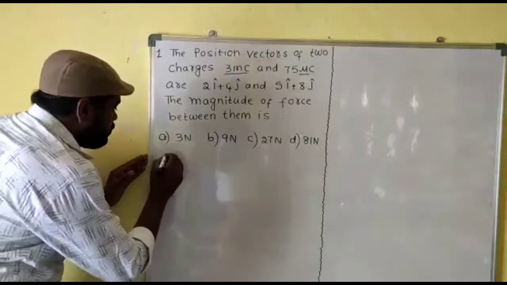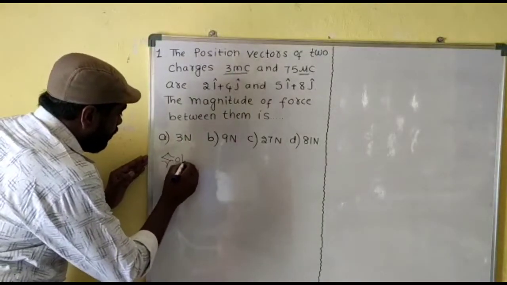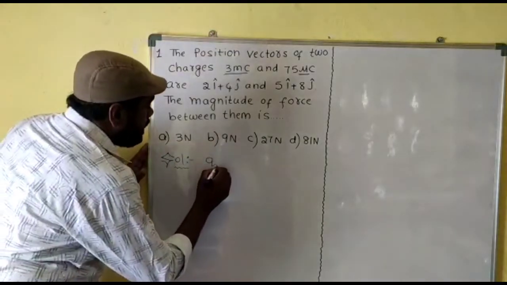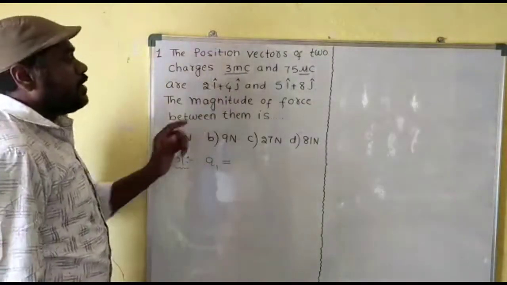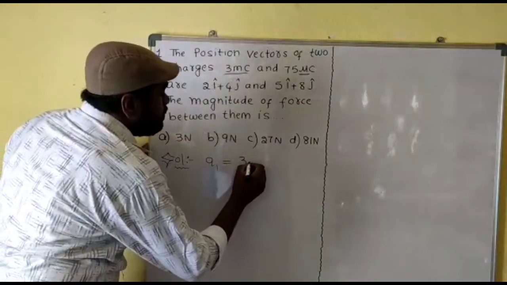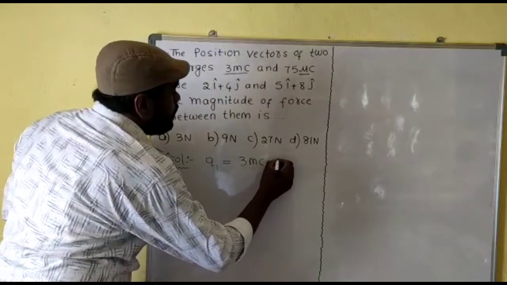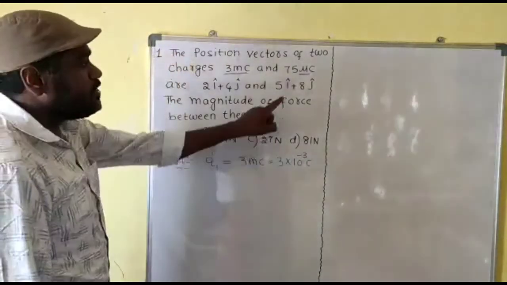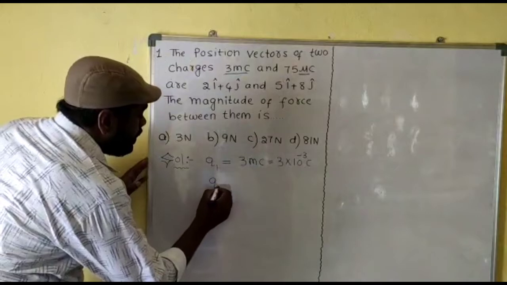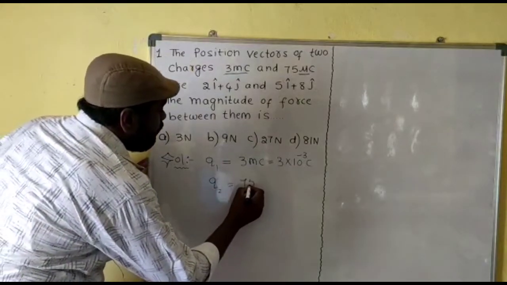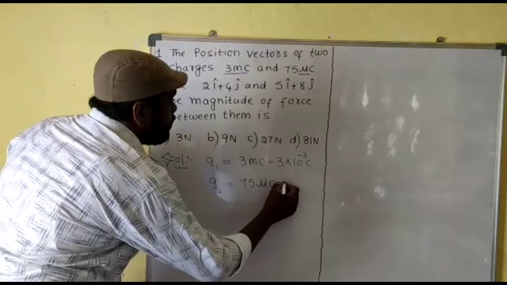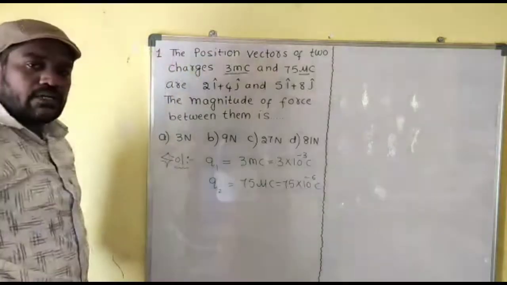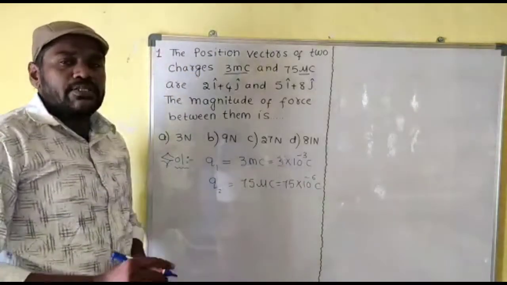Okay, now let's go for the solution. First of all, let us change the units properly. Q1 is equal to 3 millicoulomb, that is 3 into 10 power minus 3 coulomb. The second charge, Q2, is 75 microcoulomb, that is 75 into 10 power minus 6 coulomb. Micro means 10 power minus 6, and milli means 10 power minus 3.